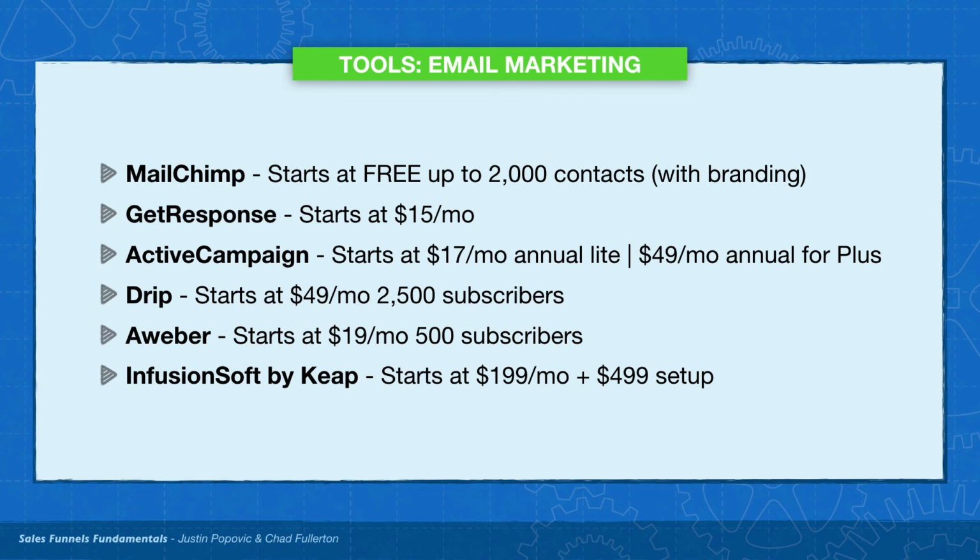So email services would be separate from your landing page service and separate from your website hosting. These would be just for sending emails out. MailChimp is the most popular just because it has a free plan. So if you just want to try it out and see what it's like to start building an email list, you can use them for free up to 2,000 contacts. They put their branding in the bottom of all your emails, so keep that in mind. But if you're just bootstrapping it and want to give it a shot, MailChimp's a great option.